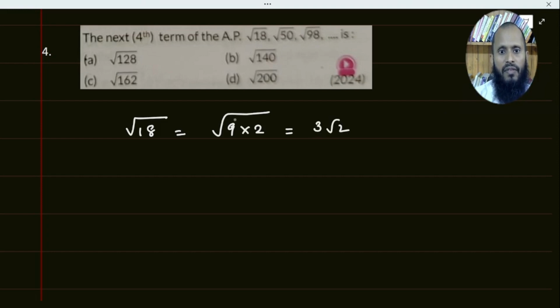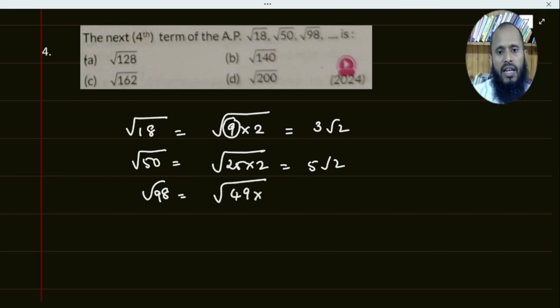We know that if a perfect square is under a square root, we can bring that number outside by using its square root. Since 9 is under the square root, I can bring that 9 outside, but when I bring it outside, it will become 3. Similarly, I can write root 50 as square root of 25 into 2, which is equal to 5 root 2. And root 98 can be written as root of 49 into 2, which is equal to 7 root 2, because 49 is a perfect square and its square root is 7.